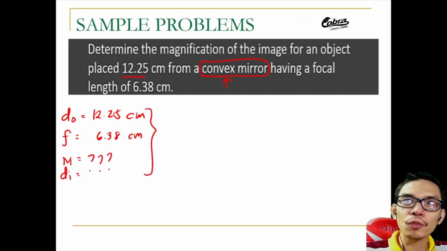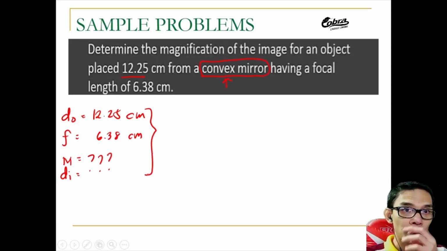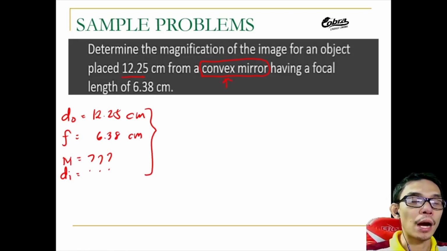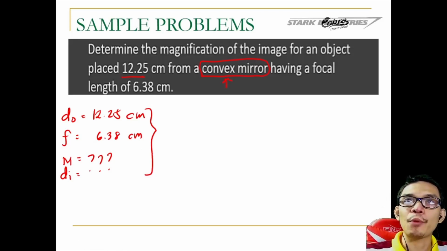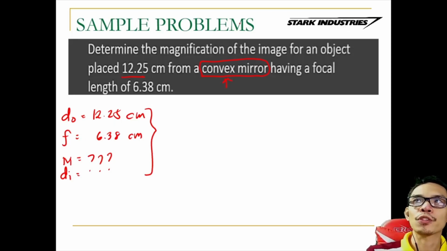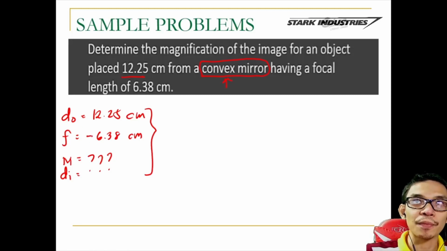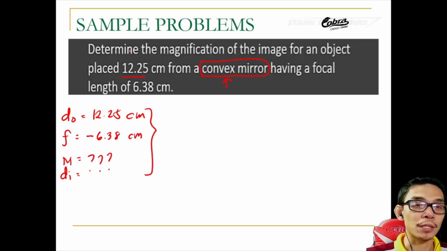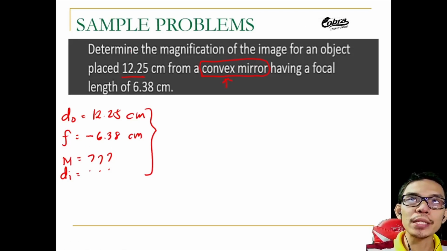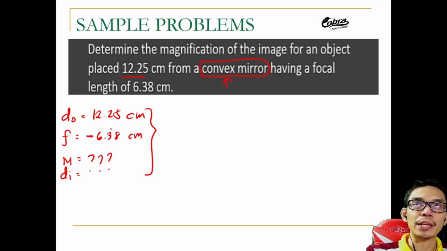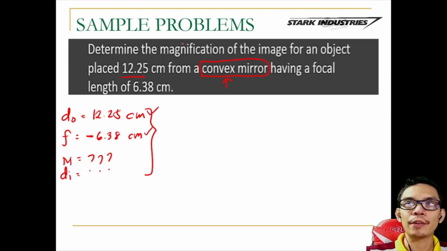Now, before we go to problem solving, let's check first if we have the correct data. Since this is a convex mirror, we all know that the focal length of a convex mirror is negative, based on the sign convention. So it is always negative, and we have it right here. The distance of the object, no problem with this one. So we are now good and ready to go.